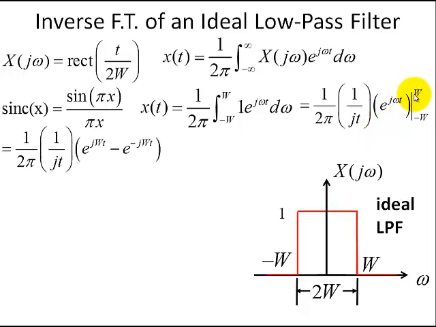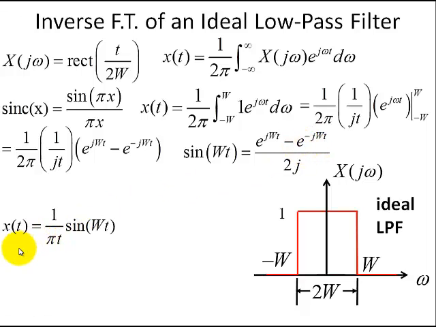When we finish this integration, substituting the upper and lower limit, we have the form of e^(jWt) minus e^(-jWt). And if you notice this form, we can take these two complex exponentials, take the 2 and the j, and form a sine, because the definition of our sine with an argument of Wt is e^(jWt) minus e^(-jWt) divided by 2j. That's our definition of a sine function. When we apply this definition, we're given x(t) equals 1 over πt multiplied by the sine of Wt.